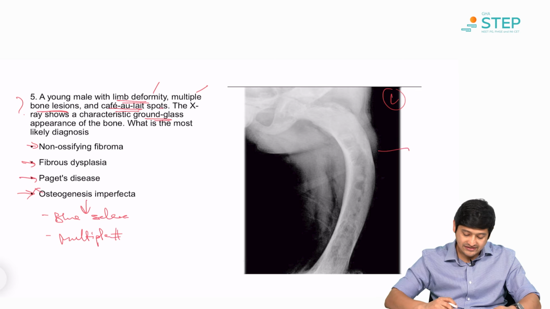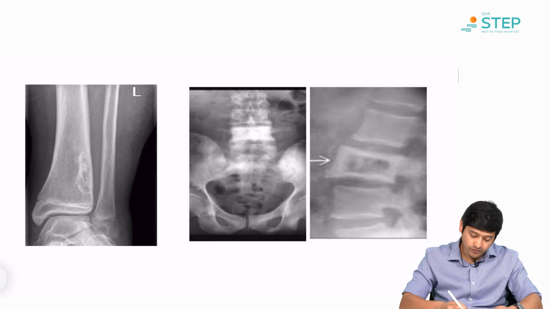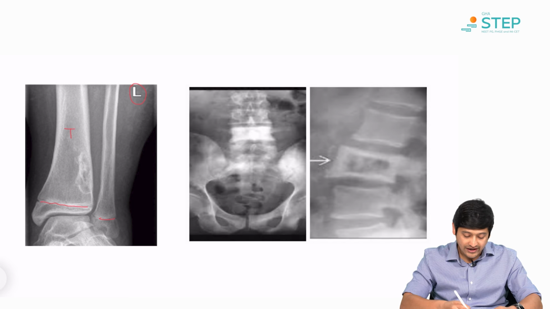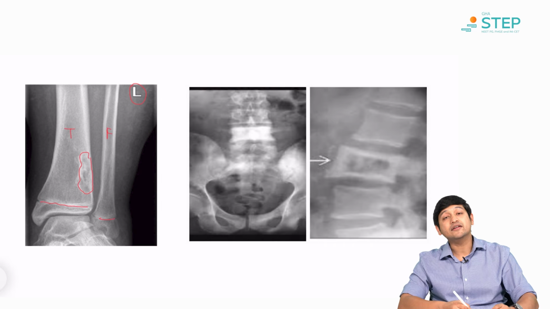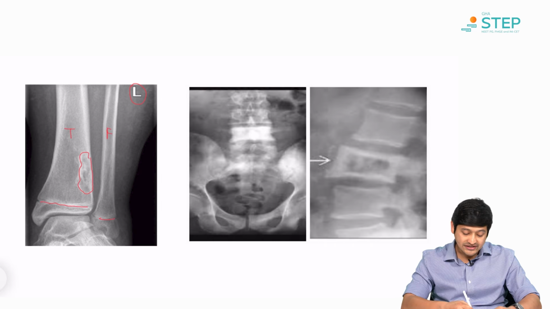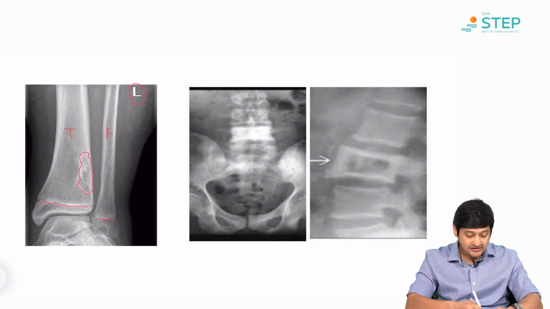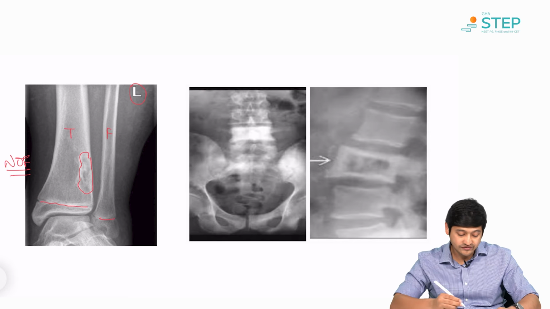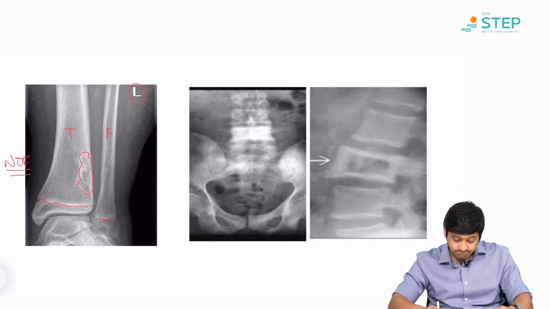When you look at the next conditions, you have the bone. This is an immature skeleton because you can see the growth plate open. This is the left lower limb. You can see the tibia and the fibula, in which you see an area of lucency with a relatively sclerotic border. Now this is something that is not ossified. This is a non-ossifying fibroma. A non-ossifying fibroma looks something like this.